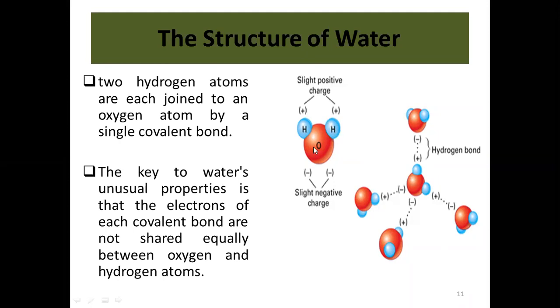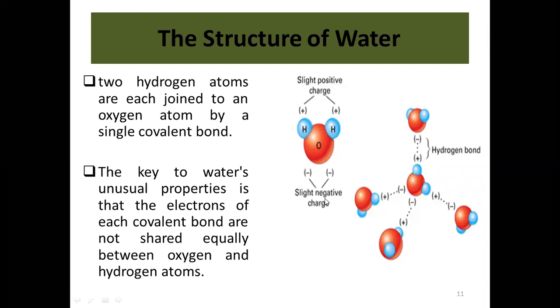Now, when the electron is drawn away from hydrogen and is residing more on the oxygen atom, it means that this hydrogen will have no electron sitting around it and therefore will assume a positive charge. The same thing happens with this hydrogen, and it assumes a slightly positive charge. The oxygen, because it is an electron-rich atom, will assume a slightly negative charge.